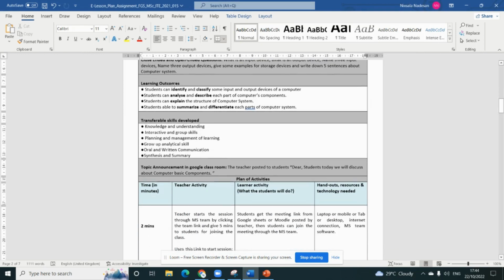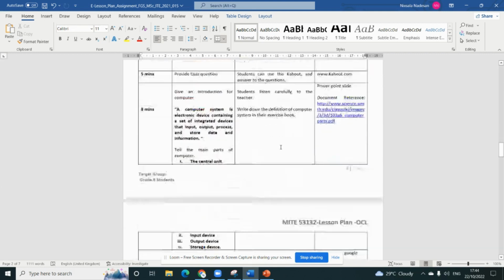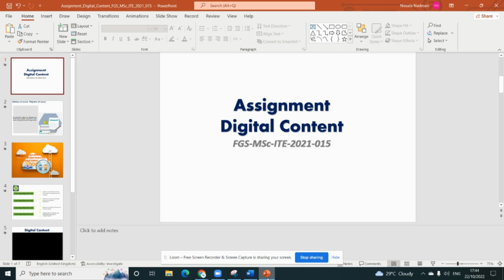The learning outcomes are that students are able to identify and classify the input and output devices, analyze and describe each part of the computer components, and explain the structure of a computer system. And finally, students can summarize and differentiate each part of the computer system. These are the lesson plans. Let me move to the digital content.